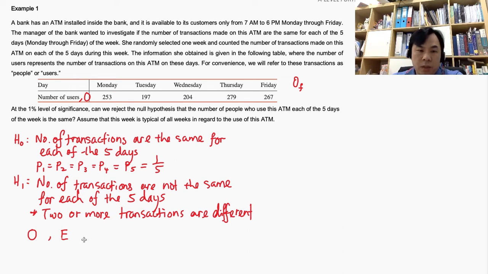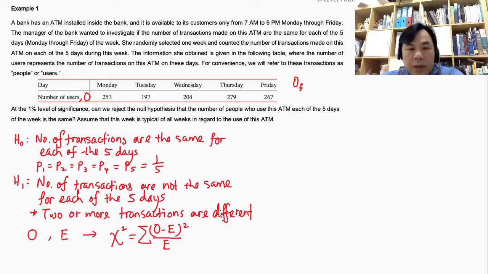Right? And then next, once we have done this, we can straight away calculate our chi-square value. Our chi-square value is calculated based on this formula here. Now we have to calculate each individual expression for this, and then we can sum up the whole calculation. That will give us the observed chi-square value.